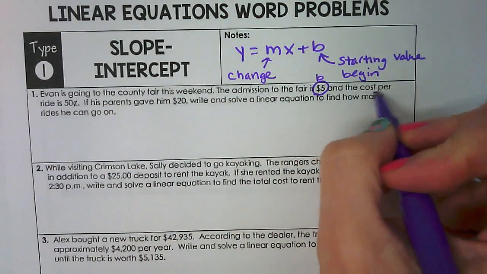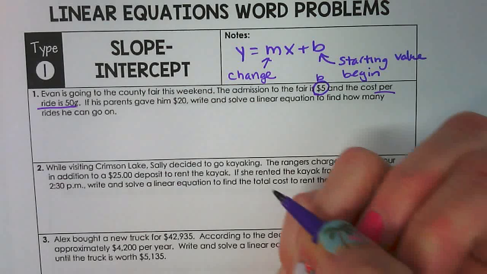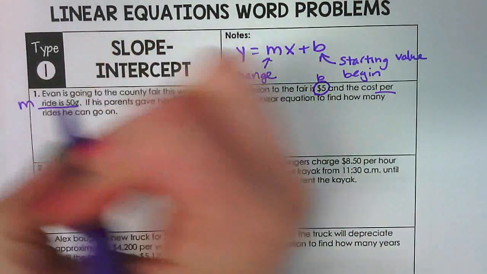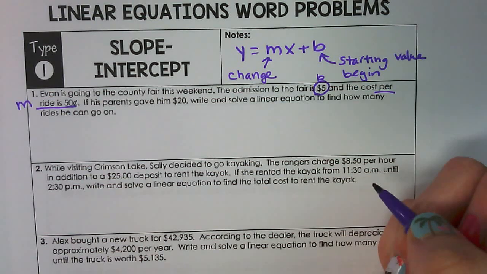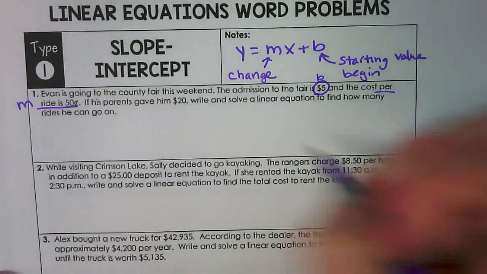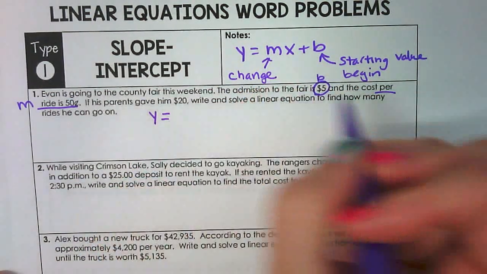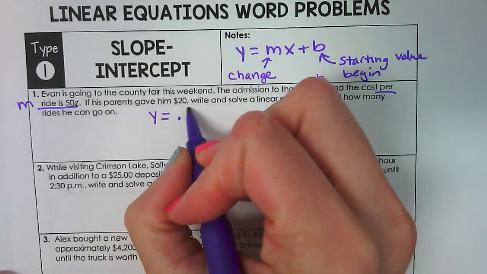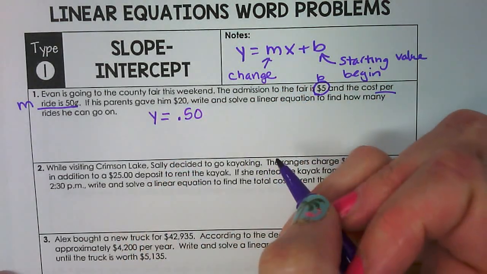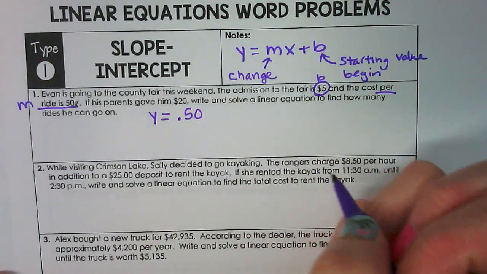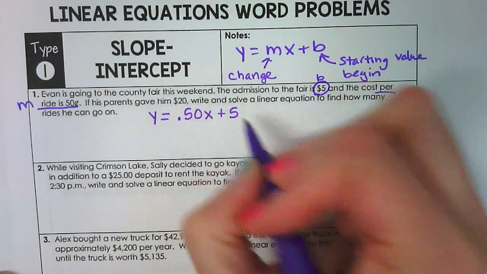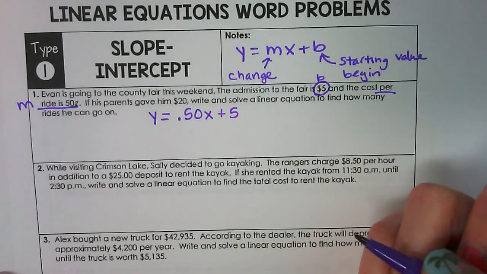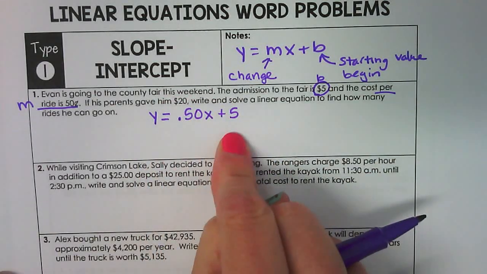The cost per ride is 50 cents, which is telling you how much the money's changing every time he goes on a ride. So 50 cents per ride. When I write my equation, 50 cents is going to be 0.50 or 0.5, and I'm going to call that x, plus the $5 I paid to get in. So this is my equation.